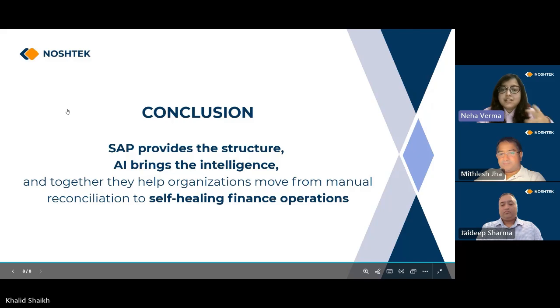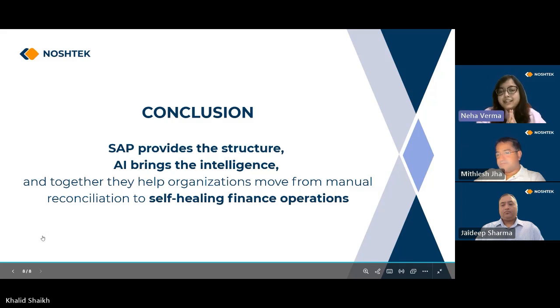So I think yes, Jaideep and Mithlesh, thank you so much for getting into this. As we have discussed, the combination of SAP's robust subledger capabilities and AI-driven intelligence is redefining how insurers and utilities manage payments, reconciliation, and financial transparency. What once required teams of analysts and endless spreadsheets can now be handled by intelligent models that learn, even predict, and act in real time.